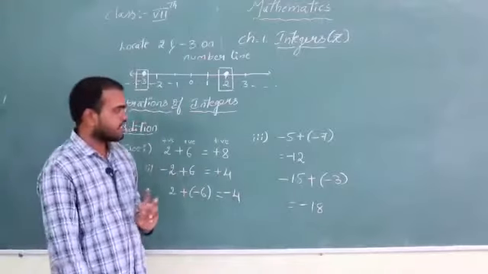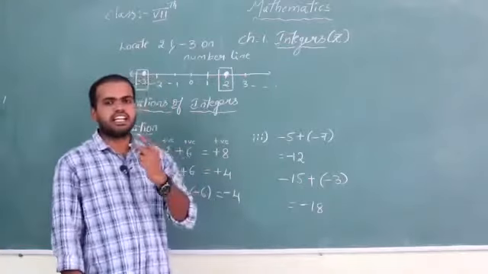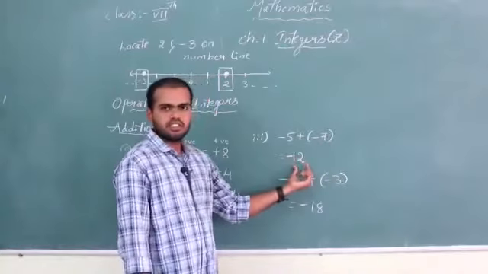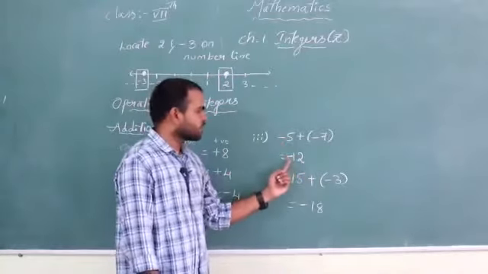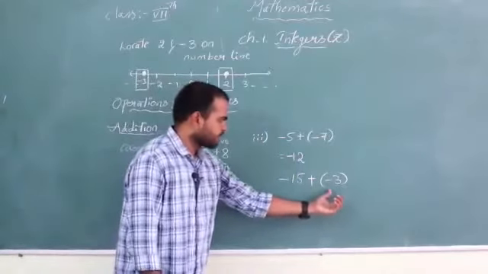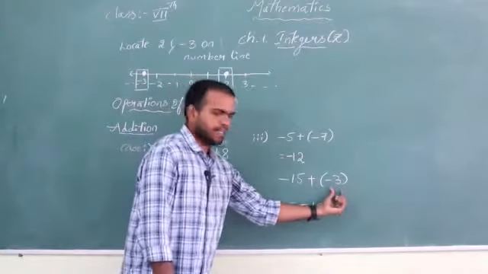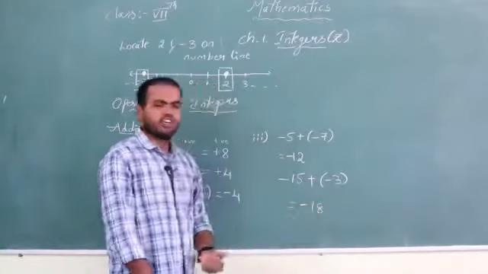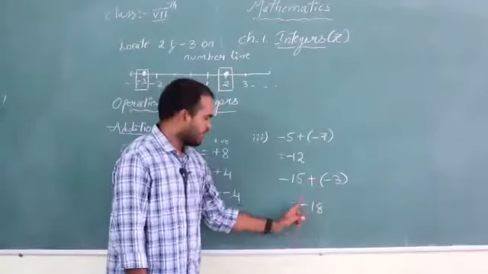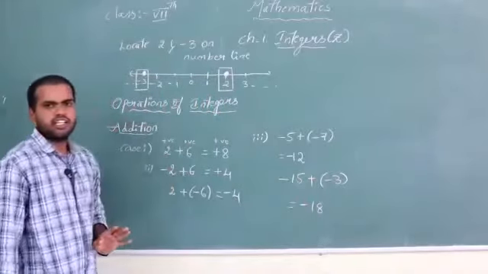And what is the last case? Whenever we are adding two negative integers, we have to add the numbers and take the negative sign in front. Same here, if you see minus 15 plus minus 3, minus 15 is a negative number and minus 3 is a negative number, and we got the answer minus 18. We added 15 plus 3, 18, and took the minus sign. So this is addition.